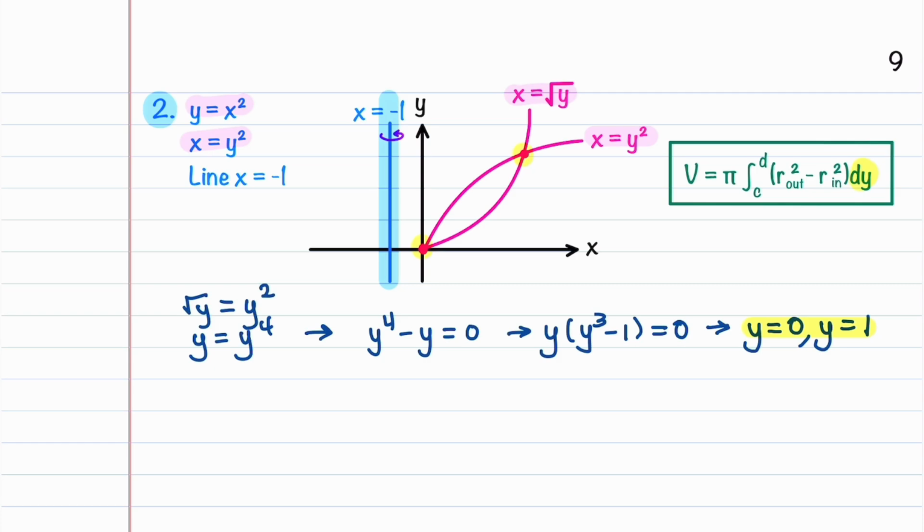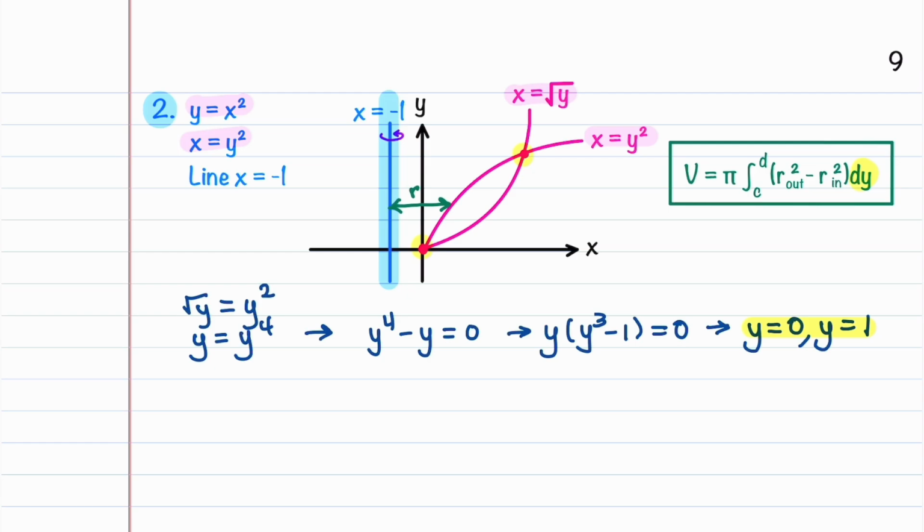We have to find out what our outer radius is and what our inner radius is. I'm going to show you how to find the inner radius, and then the outer radius is going to be that same structure. Let's go up to our graph and let's draw the inner radius. That is this distance right here, and we'll label that as r. R is the distance from the curve to the revolving line.